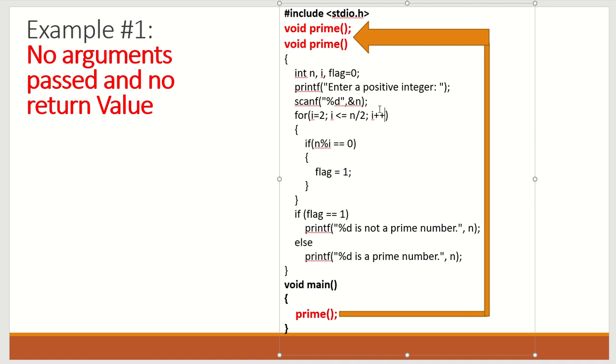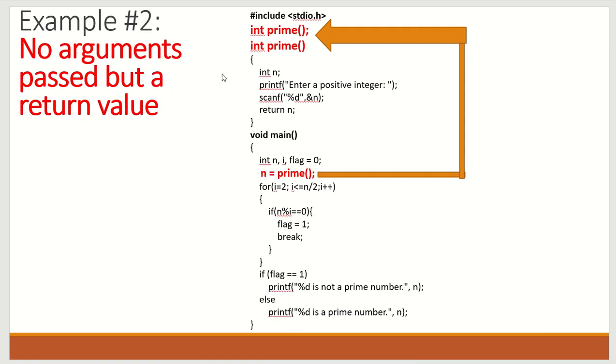Otherwise, you all know the logic of prime number. Okay. Then second example, again prime number only, but no argument, but return a value. So no argument. Okay, fine. Here also at the time of calling, no argument, but we are returning the value from the function, and this is your function, and we are returning. See.